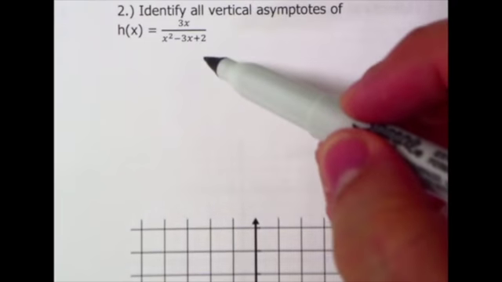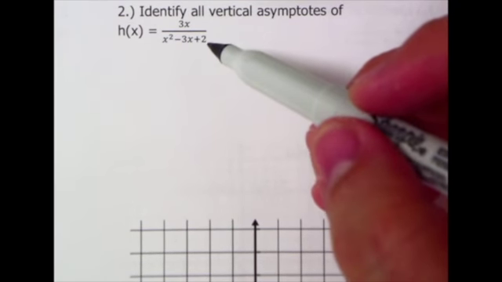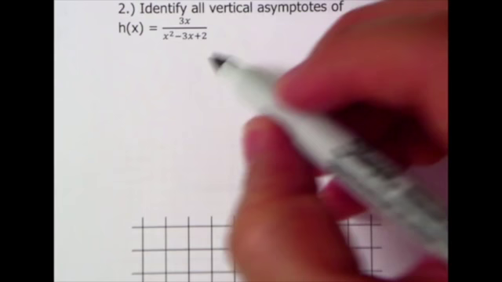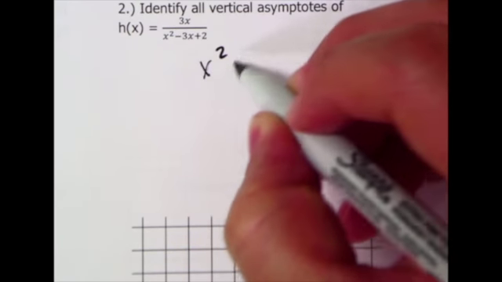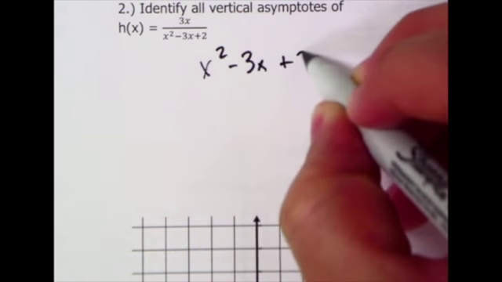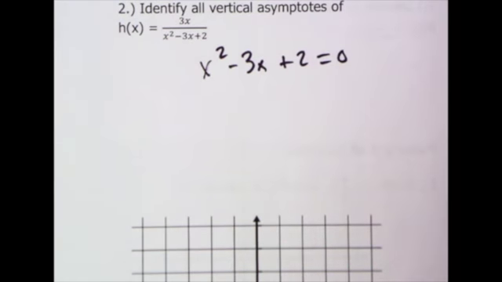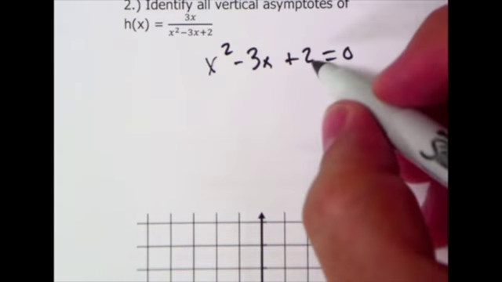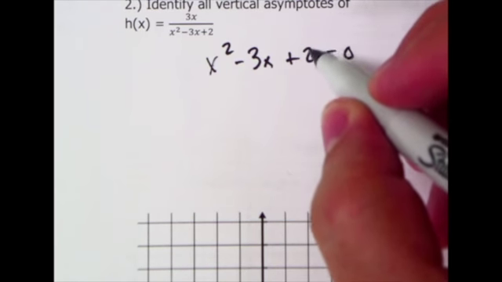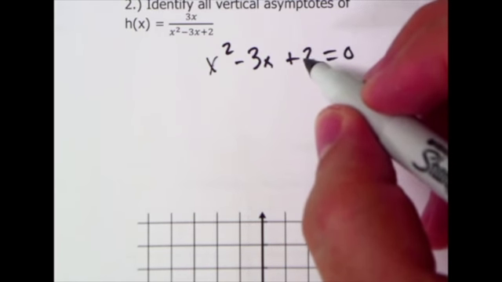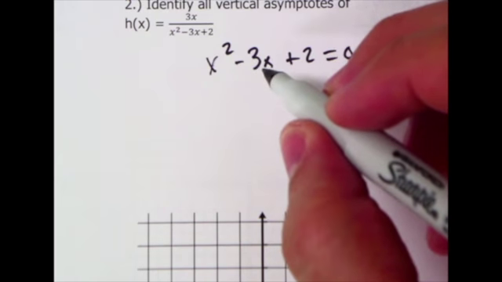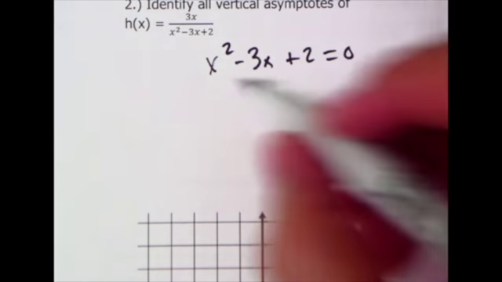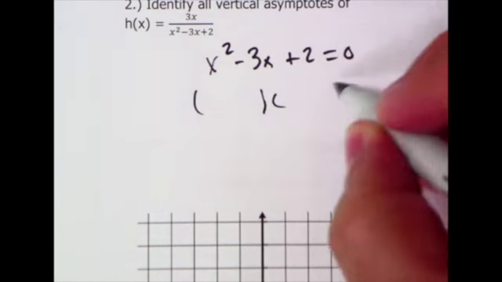Again, to find out where our vertical asymptotes are, we're going to set the denominator equal to 0. So x squared minus 3x plus 2 equals 0. Now this one's not so simple that you could just solve for x. This one you're going to have to factor and then solve. So we think about what numbers multiply to be 2 and add to be negative 3. Okay, we can factor this just like this.